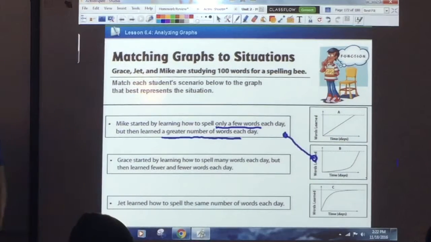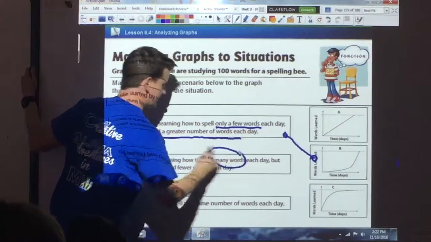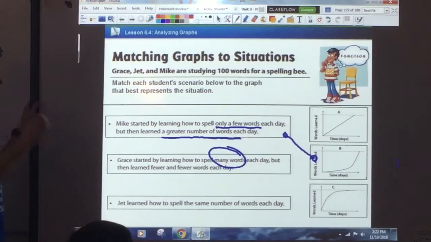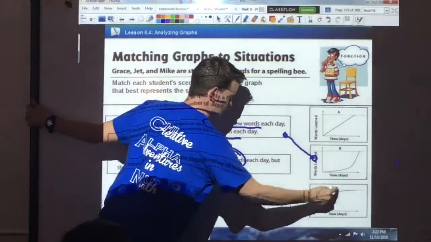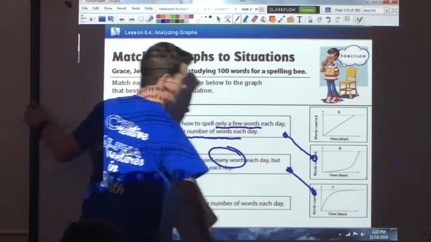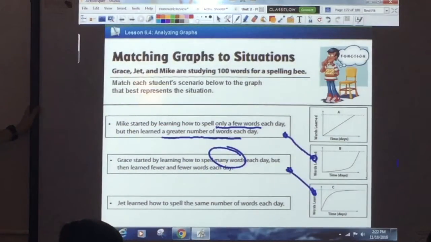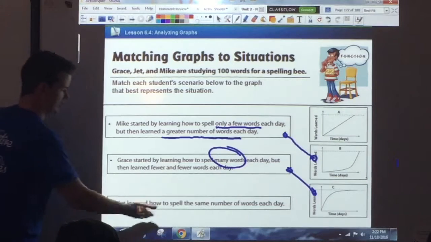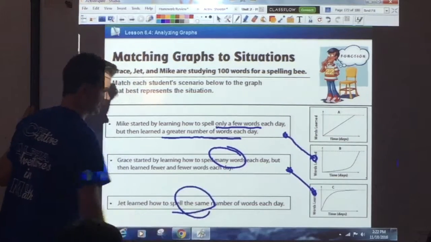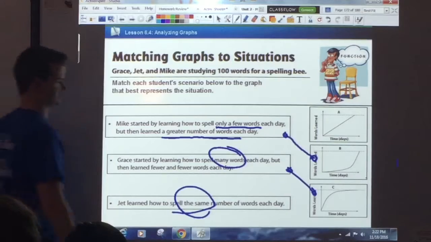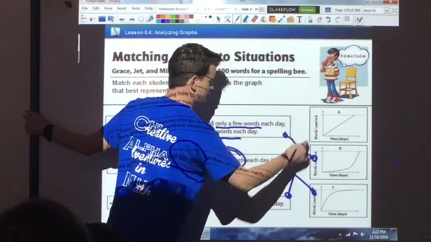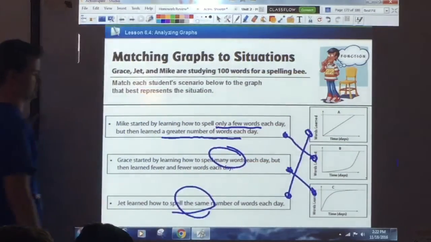Skylar, what about Grace? What scenario? I'll read it for you while you figure out the answer. C, let's see. Grace started by learning how to spell many words each day, but then learned fewer and fewer words. Okay, many words and fewer. That makes sense as well. And then there's only one scenario left, but let's see if this actually makes sense. Jet learned how to spell the same, constant rate of change, number of words each day. The only one with a constant rate of change, aka linear, is that one.